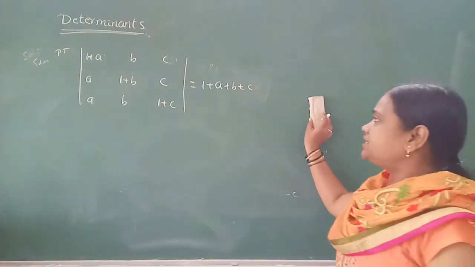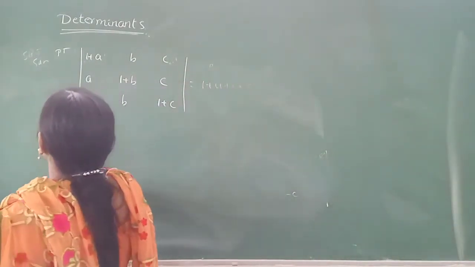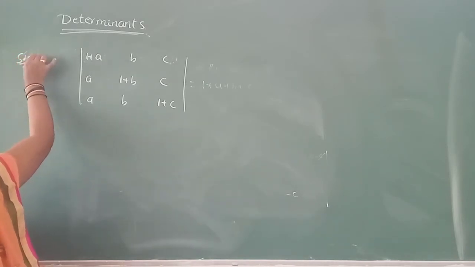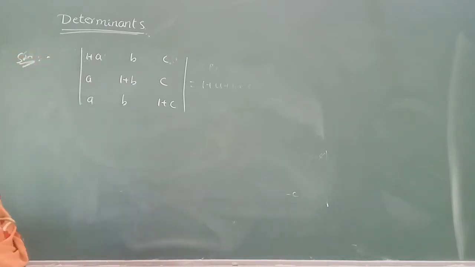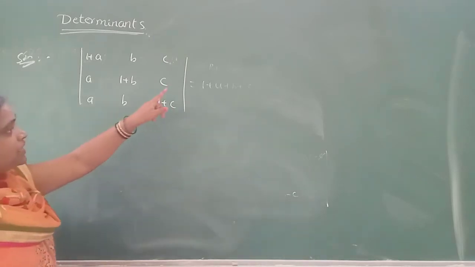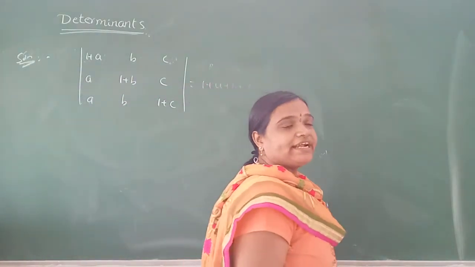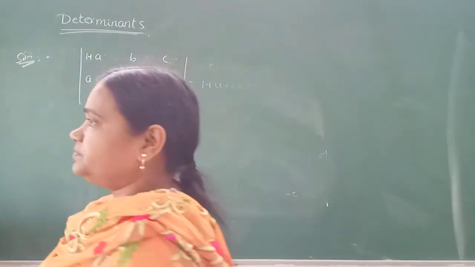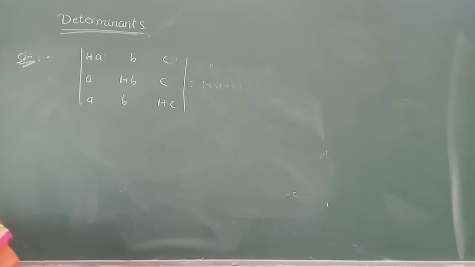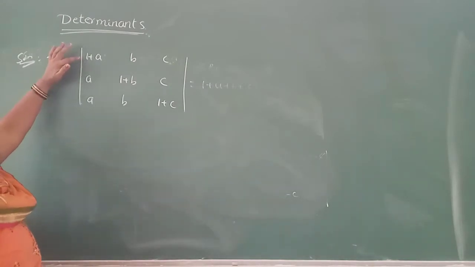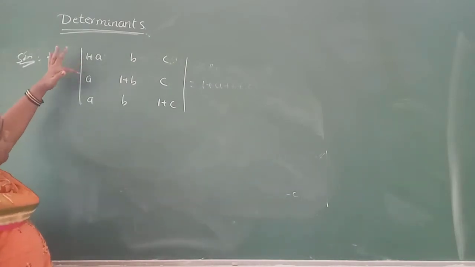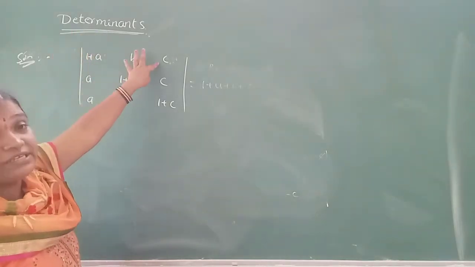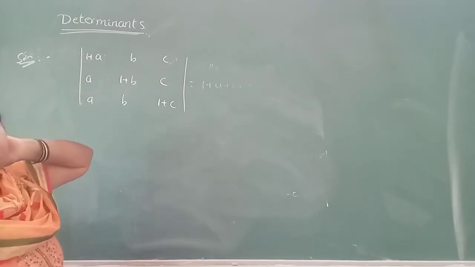We prove this example by using the properties. This is the given solution. Verify that 1 plus a plus b plus c will appear either row wise or column wise. That is more important. If I take row wise, please concentrate: 1 plus a plus a plus a gives 1 plus 3a, 1 plus 3b, 1 plus 3c.